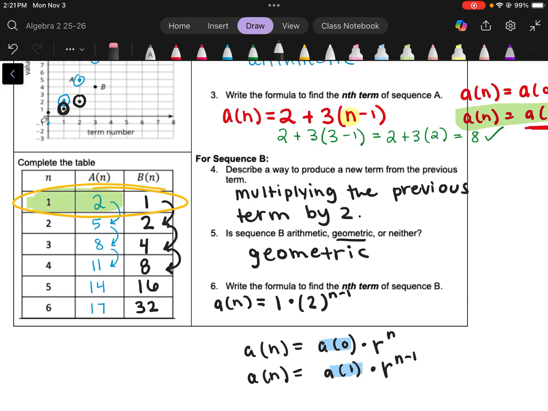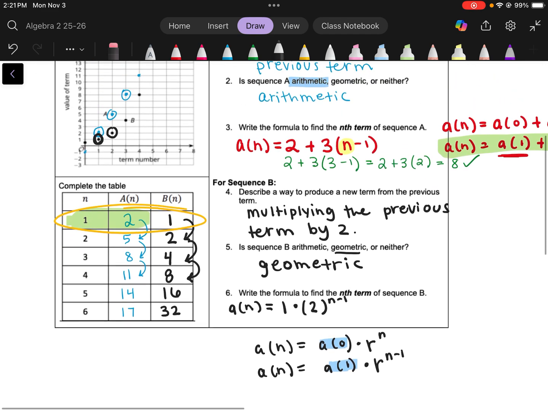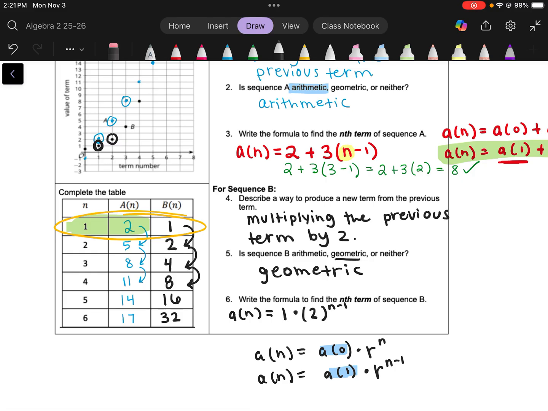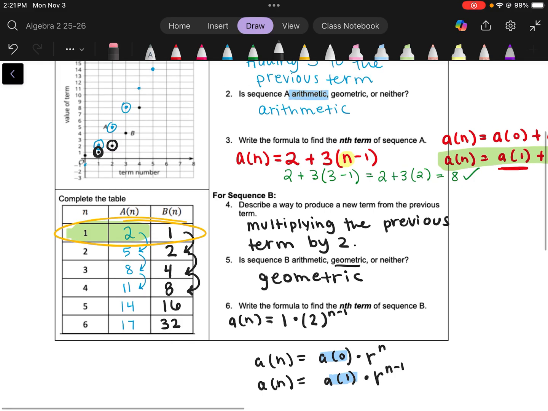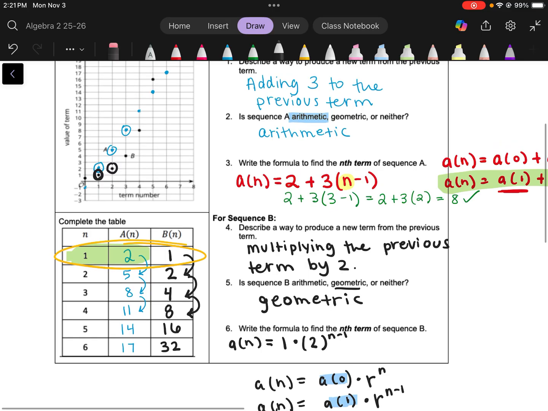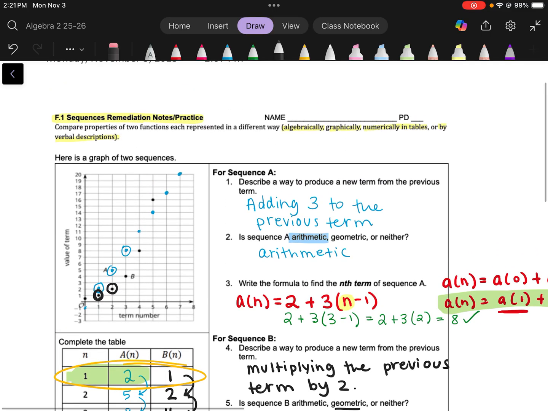Okay, now I would like you to go to your test and correct the questions that you missed for the standard F.1. Those questions on your test will be just question 7. So correct question 7 and then check in with your teacher for the retake.